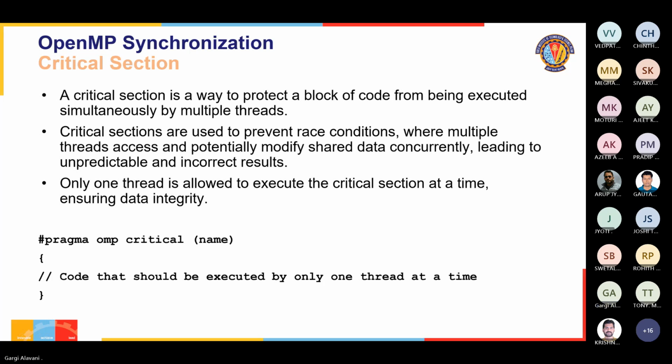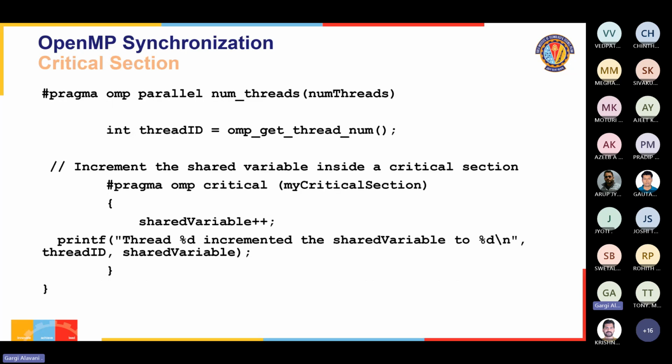But critical section is meant for a block of code, and not a single line of code. So something like this. These are two lines, but you can have more lines here. Now, if there is a critical section, why do you need atomic? Any guesses, like why you need atomic if you already have a critical section?